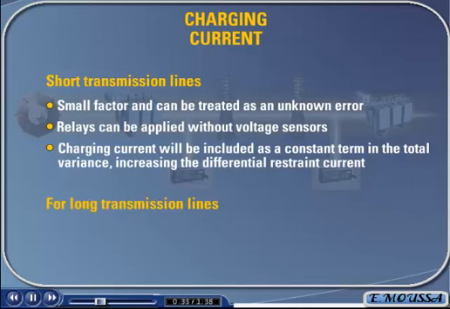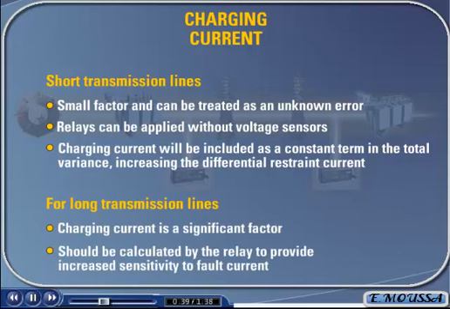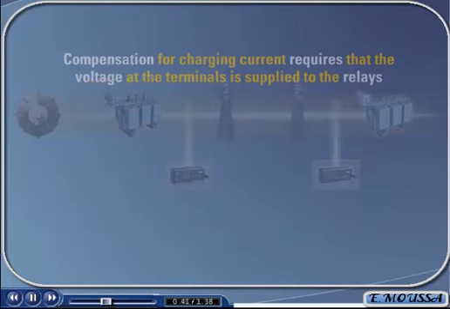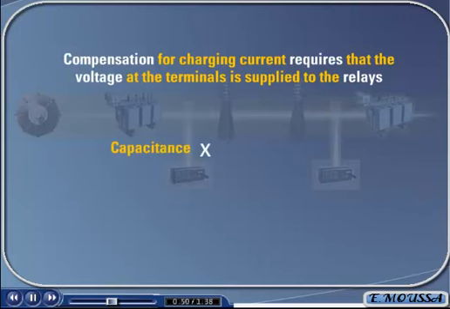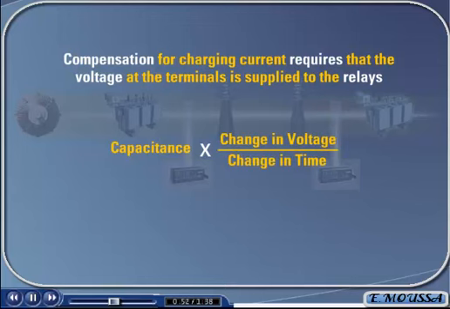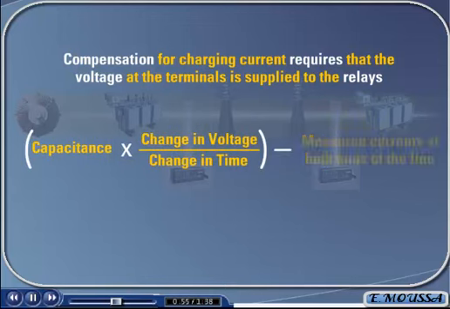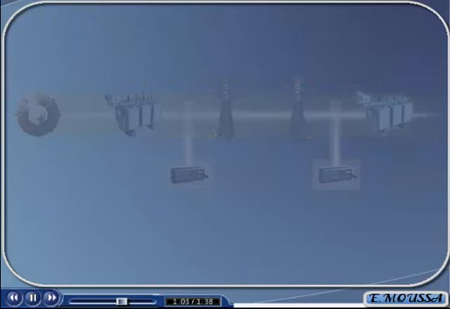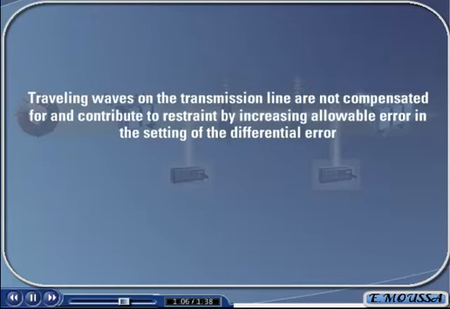For long transmission lines, the charging current is a significant factor and should be calculated by the relay to provide increased sensitivity to fault current. Compensation for charging current requires that the voltage at the terminals is supplied to the relays. The algorithm calculates the capacitance times the change in voltage over the change in time for each phase, which is then subtracted from the measured currents at both ends of the line. This is a simple approach that provides adequate compensation of the capacitive current at the fundamental power system frequency. Traveling waves on the transmission line are not compensated for and contribute to restraint by increasing allowable error in the setting of the differential error.